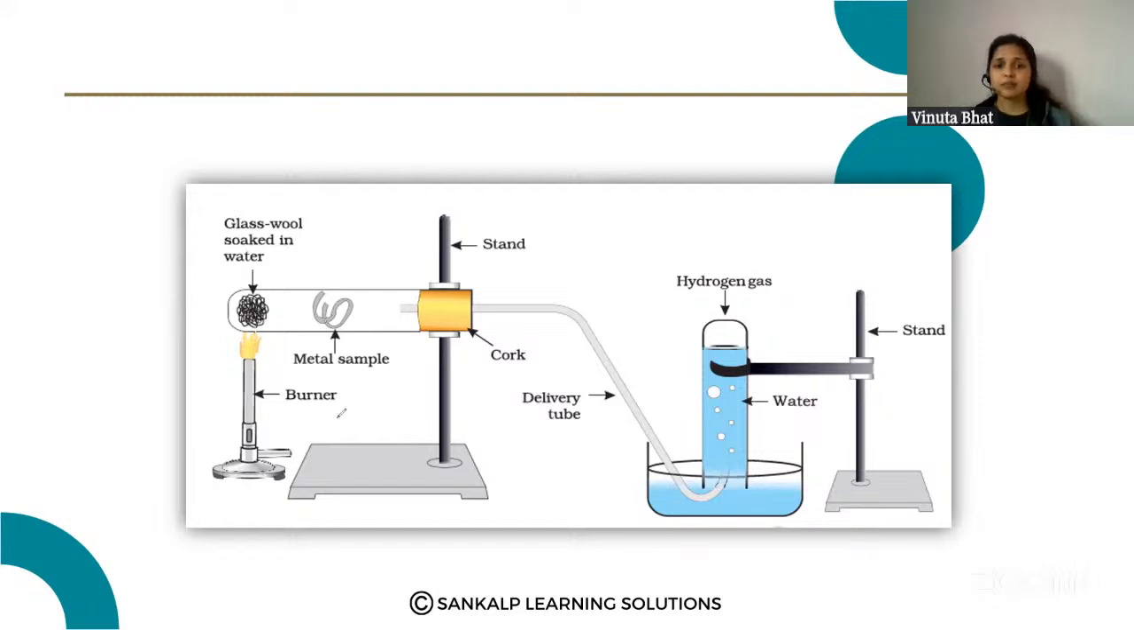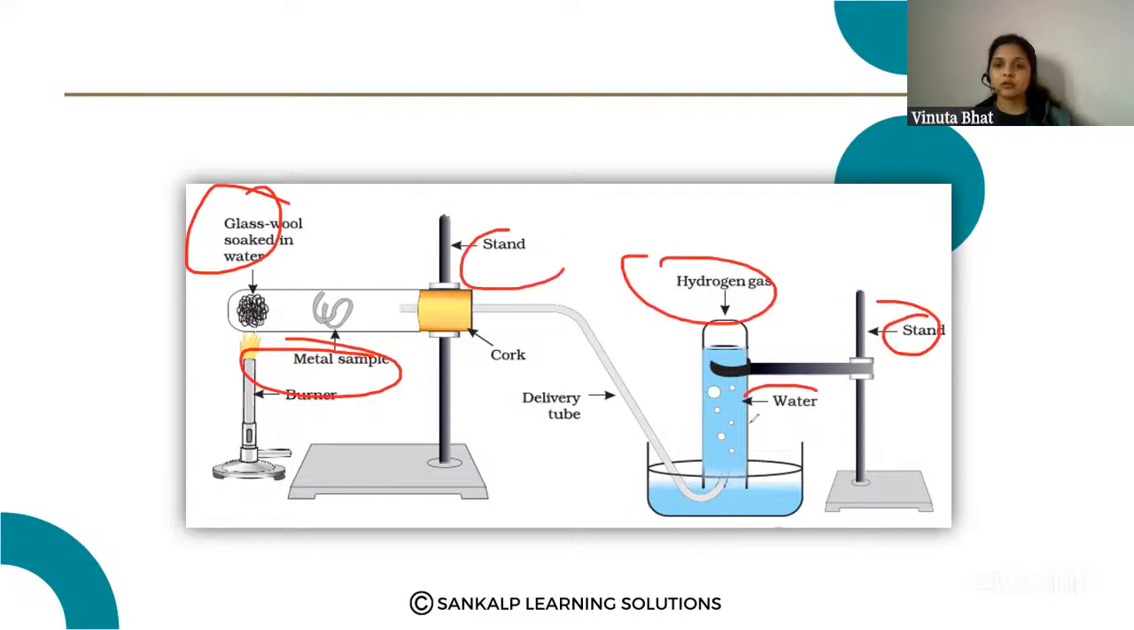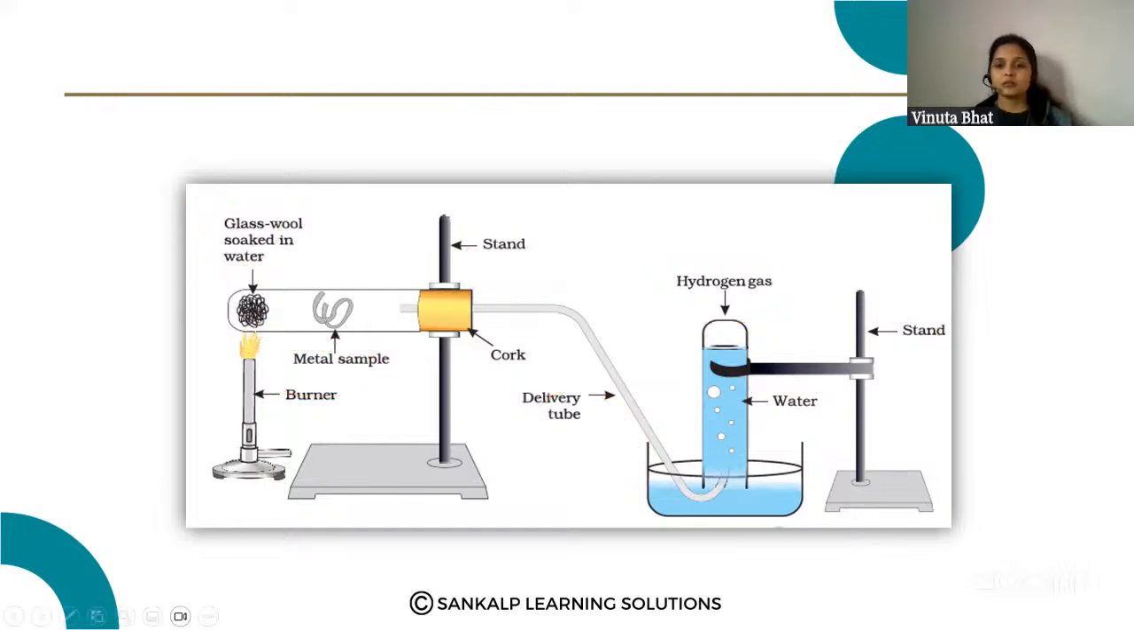Action of steam on a metal. So please note down all these. You have to label all these things. All these labelings are also very important. Labeling is very important while drawing. Sometimes they will ask to label particular things, but sometimes they will not. Please practice all the labelings.